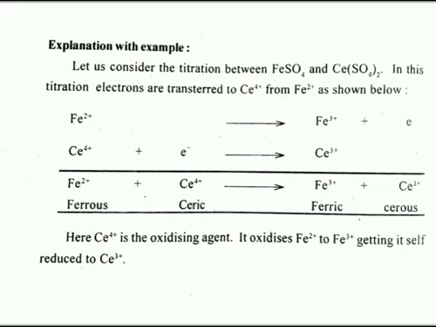Hence, cerium 4 plus is the oxidizing agent. It oxidizes Fe2+ to Fe3+, getting itself reduced to Ce3+. Therefore, Fe2+ undergoes oxidation, and Fe2+ is oxidized by the reagent Ce4+. So Ce4+ is used as the oxidizing agent.